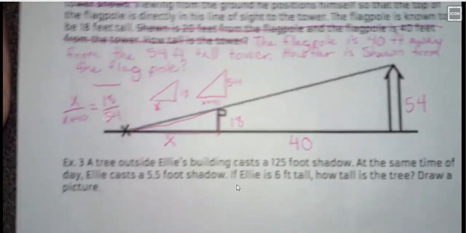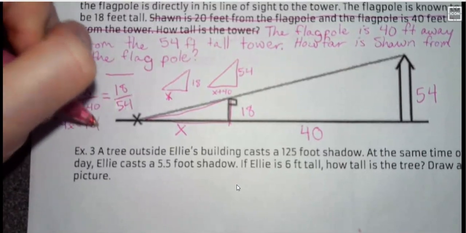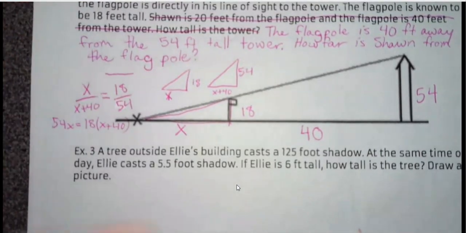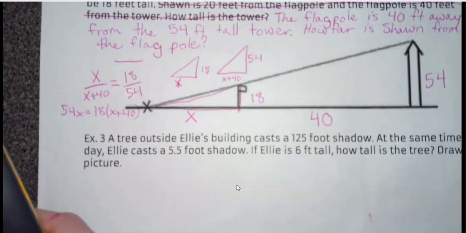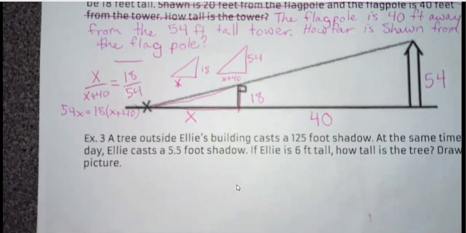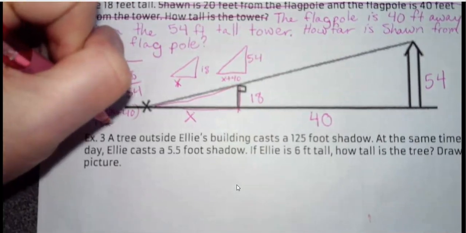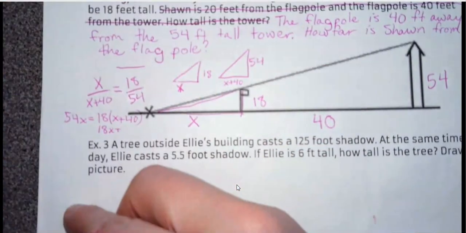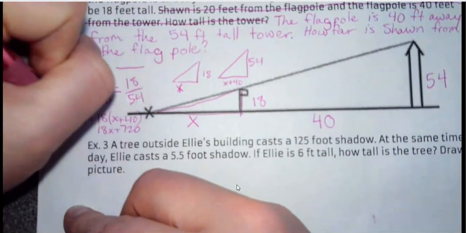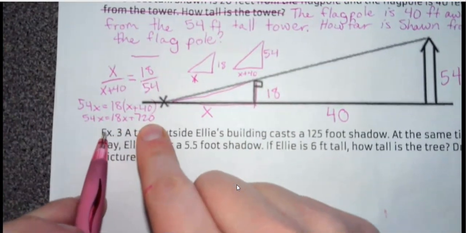And then you're going to cross multiply. Get this thing done. So 54x equals 18 times x plus 40. All right, we have to distribute, and we have very little room because I took all this room up rewriting the problem. So 18 times x plus 40 becomes 18x plus 40 times 18 is 720. So 54x equals 18x plus 720.